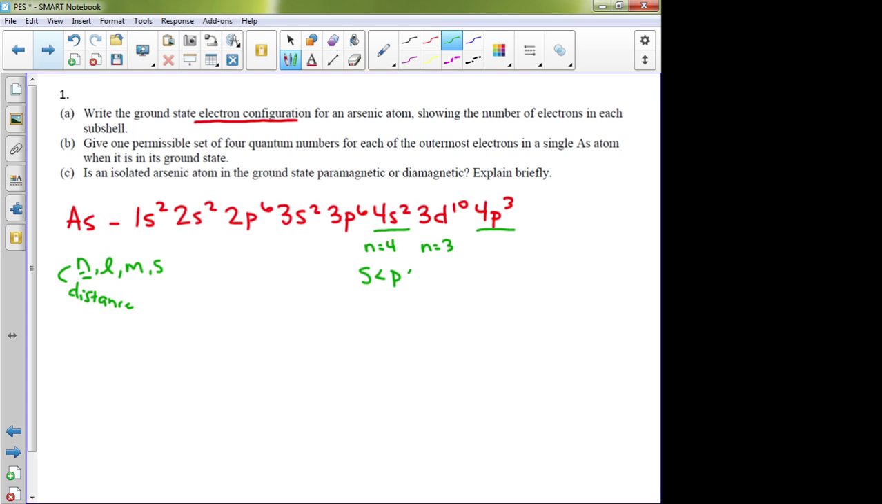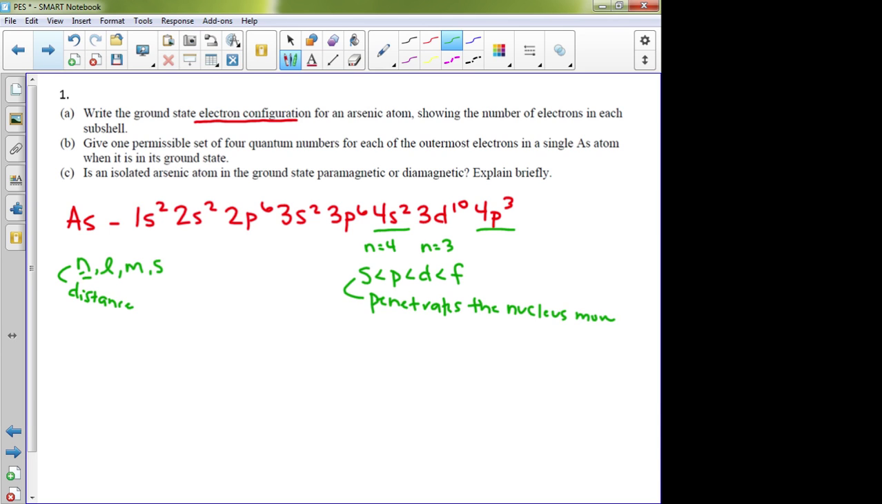S is less than P, which is less than D, which is less than F. Why? Because S penetrates the nucleus more. S stands a greater chance of penetrating the nucleus, which means even though 3d10 is technically closer to the nucleus, those 4s2 electrons stand a greater chance of getting the closest to the nucleus because they stand the greatest chance of penetrating the nucleus. Does that make sense? Since they stand a greater chance of getting closer, it makes them lower in energy.